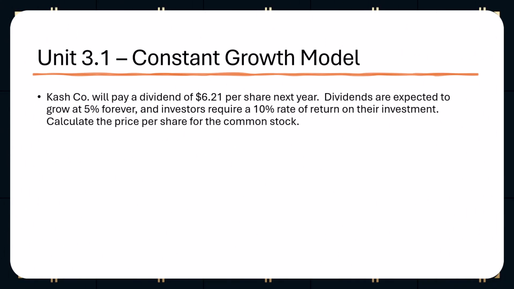Cashco will pay a dividend of $6.21 per share next year, so we know that this is Div 1 now. Dividends are expected to grow at 5% forever, and the investor requires a 10% rate of return on this investment. Well, this one's much easier because we don't have to adjust the numerator. We just take the dividend at time 1 and simply divide it by R minus G, or 10% minus the 5%.